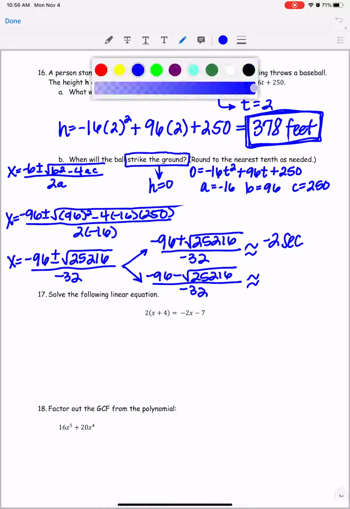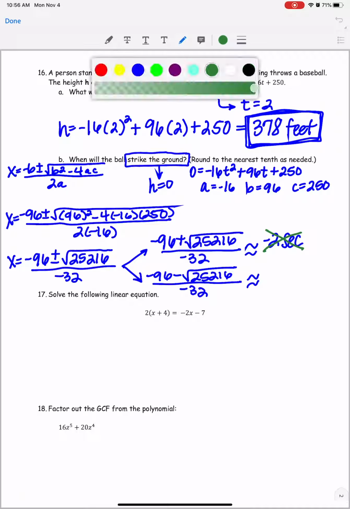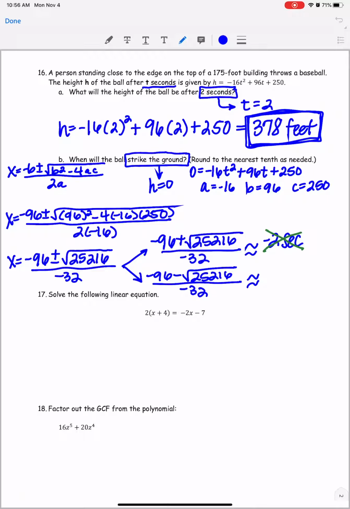Well, I can't really have a negative number for seconds, so we're tossing that one out. So hopefully this one here is a positive. So negative 96 minus the square root of 25,216. You get negative 254.79 and some other stuff. Divide that by negative 32. And the same thing's going to happen. It's 7.96. This 6 makes that 9 go up, which makes that 7 go up. So this is about 8 seconds.